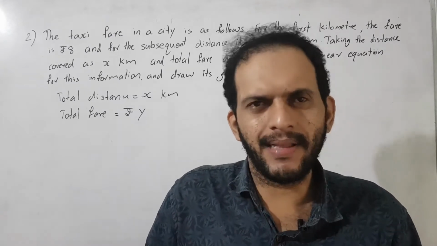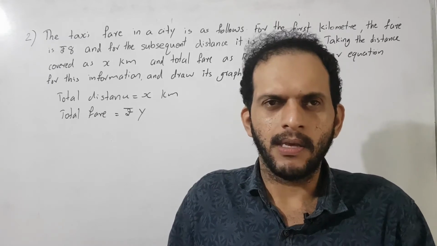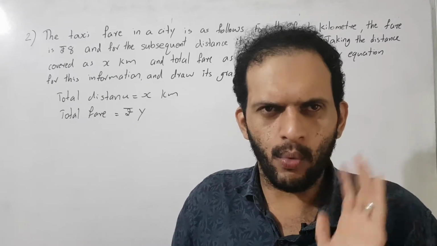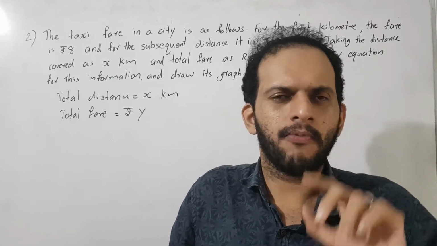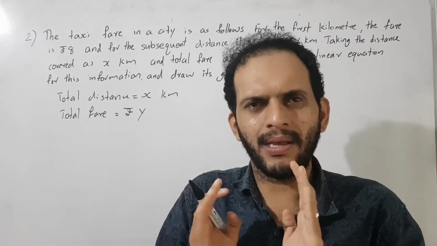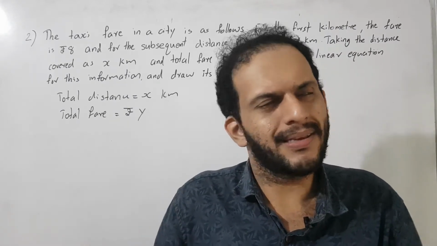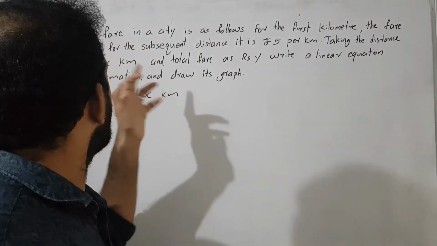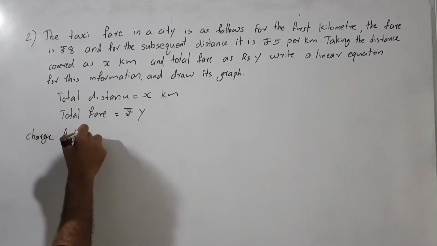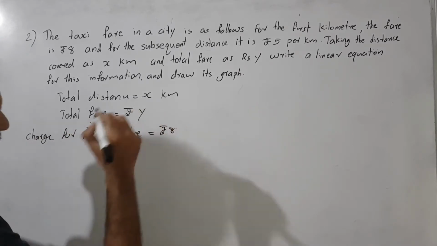How have we to pay the taxi fare in that city? Then if we need to travel 10 kilometers in that city, what is the rule? It is given that the first kilometer charge is fixed. Correct. The first kilometer means 1 kilometer. If you travel 1 kilometer, the charge is fixed. What is that? The charge is ₹8. Charge for first kilometer is equal to ₹8. Correct.